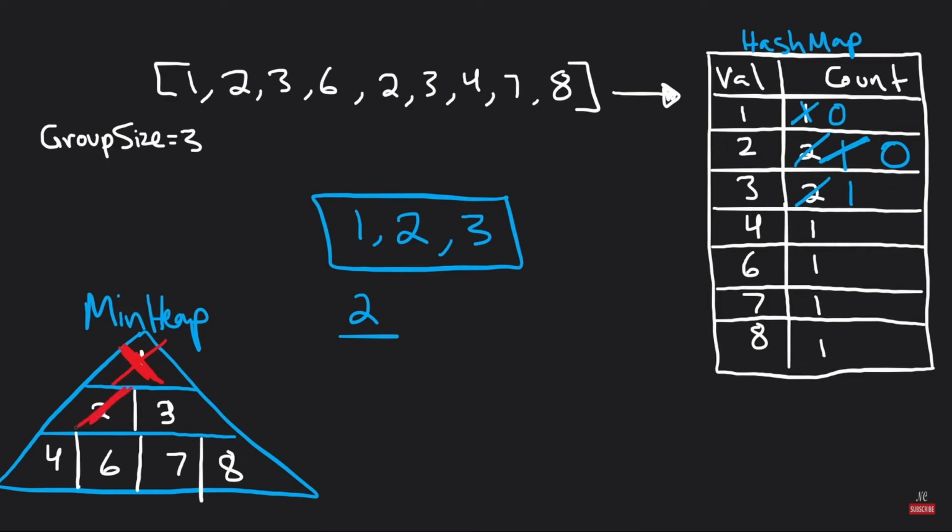We're popping the minimum value 2. Okay, so now let's look for the next value. What comes after 2? Of course, 3. So do we have any 3's available to us? Yes, in the min heap, we do have a 3 available to us, but we're going to be decrementing its count down to 0 now.